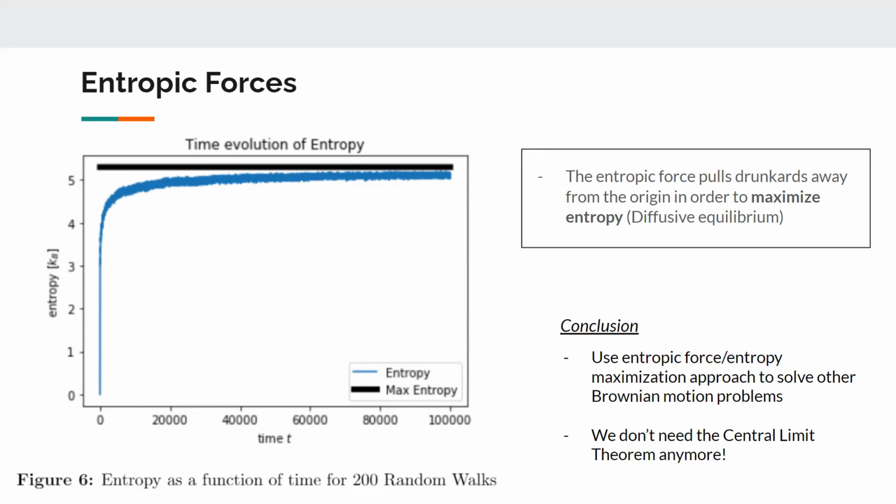So in conclusion, we can use this entropic force entropy maximization approach to solve other Brownian motion and random walk problems without invoking a central limit theorem process.